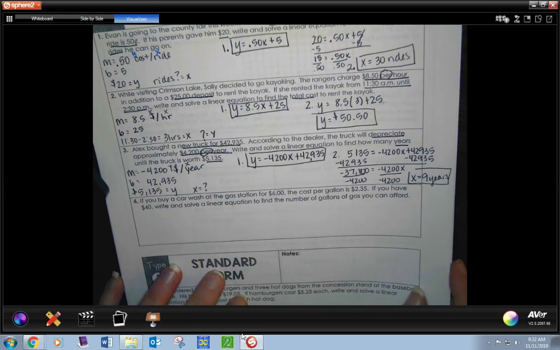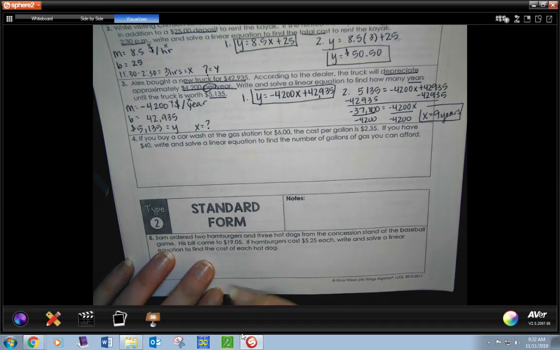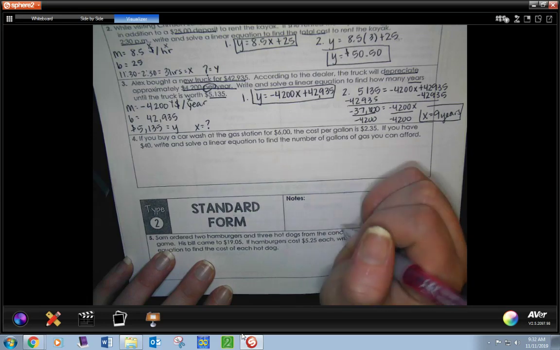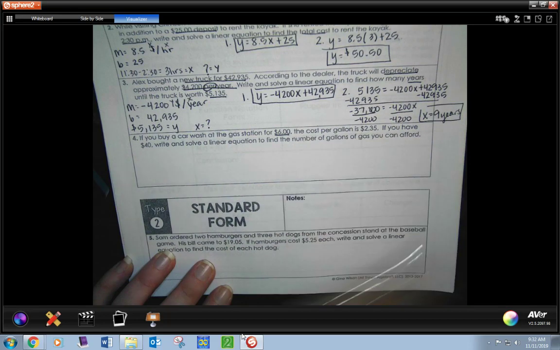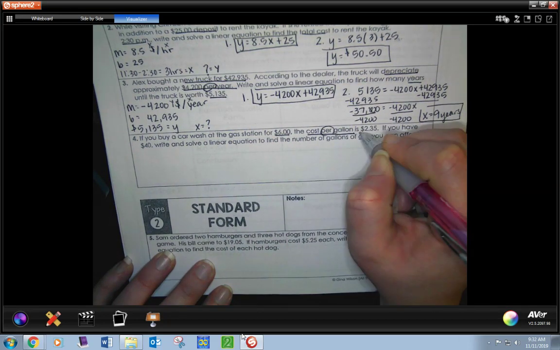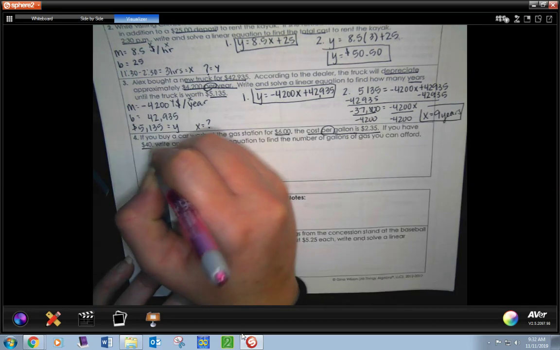Okay, one more example, and then I'm going to have you try 5 on your own. If you buy a car wash at the gas station for $6, the cost per gallon is $2.35. If you have $40, write and solve a linear equation to find the number of gallons of gas you can afford. Okay, so my important information, I buy a car wash for $6. The cost per gallon is $2.35. There's my per. And I have $40.